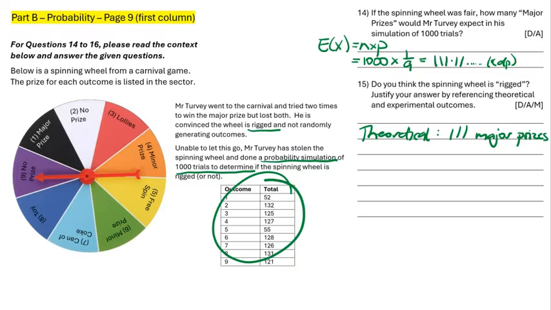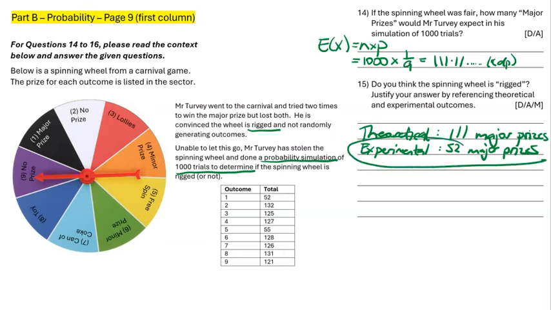The experimental outcome, experimental refers to the simulation that Mr. Turvey's done. And we can see number 1, that relates to major prizes. There were only 52 of those when he actually spun it. So that is going to be the experimental outcome: 52 major prizes. And by comparing these numbers here, we're going to get a rough idea of what's happening. Because we've done this 1,000 times, we're going to expect our experimental probability to tend towards the actual probability of the event or the item.